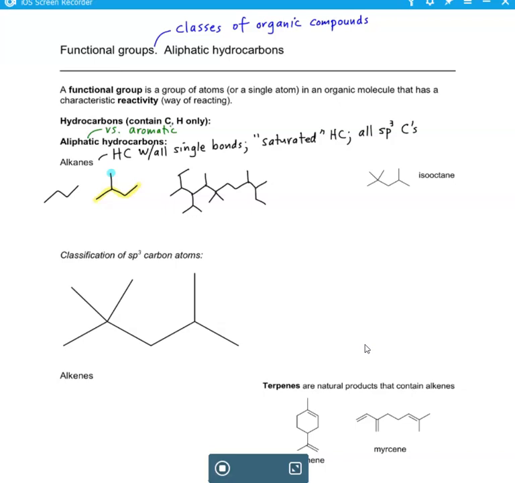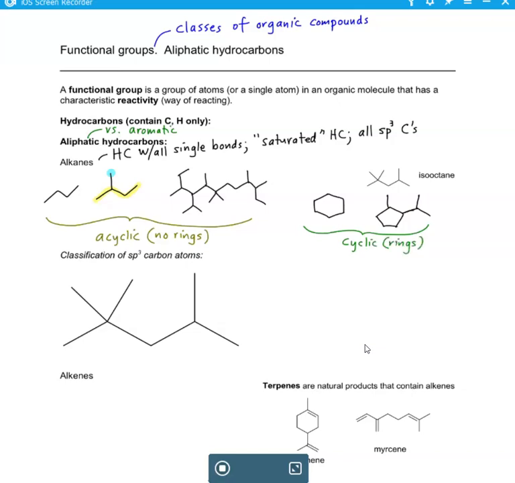Now all these examples we refer to as acyclic. That means that they don't contain rings of atoms. But alkanes can also be what we call cyclic compounds, meaning that they contain rings of atoms. So here's one example. We could call this a 6-membered ring because there's 6 carbon atoms in the structure. Here's a 5-membered ring. And these rings can also have branches coming off of them. So we would call these guys cyclic. Organic compounds can be acyclic, meaning that they don't contain rings, or cyclic, meaning that there's at least one ring in the structure.